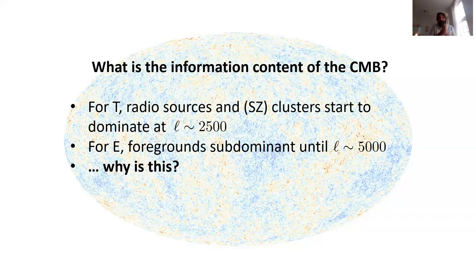So at angles below, L of 2500, you start to see SZ clusters. And so the information content of the CMB starts to become subdominant to actual astrophysical foregrounds. For E-mode polarization, this actually doesn't happen until about L of 5000.